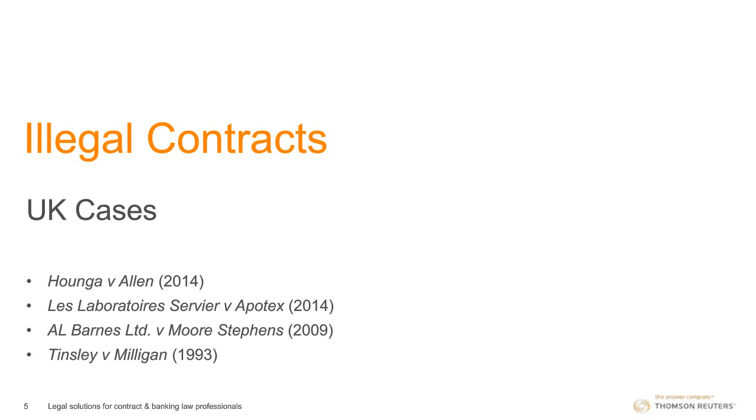The two later cases, A.L. Barnes and Tinsley and Milligan, are really quite remarkable decisions because until fairly recently, Tinsley and Milligan was a case which the English courts and indeed the English Law Reform Commission was trying to build its entire policy around. A.L. Barnes and Moore Stevens was a decision given recently in 2009.